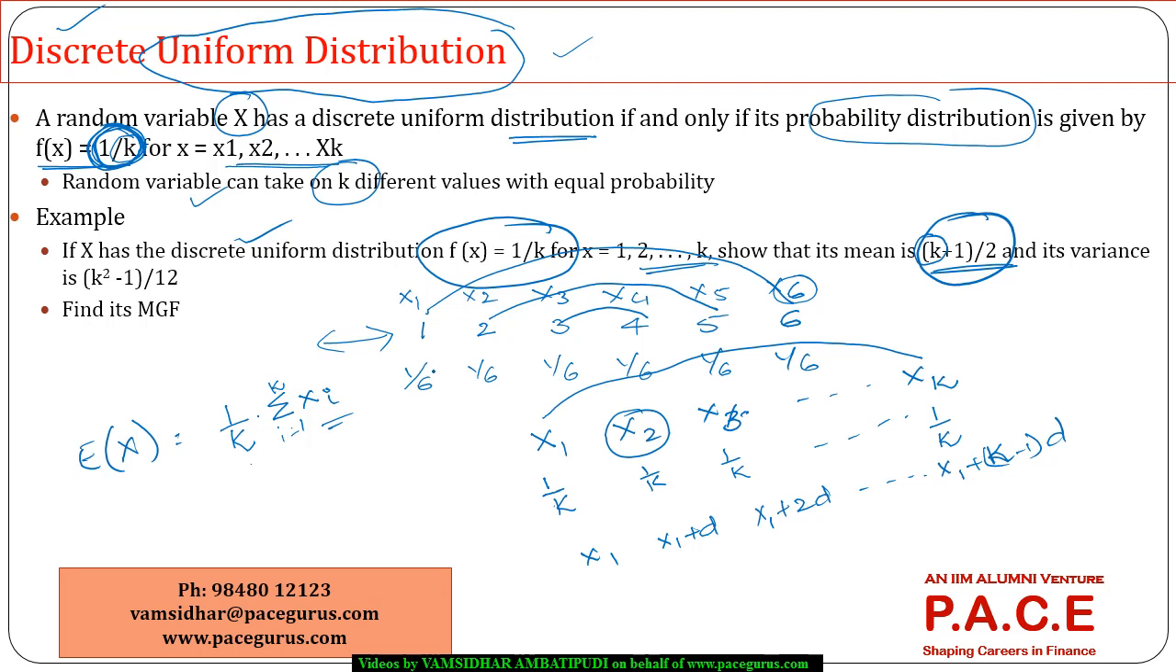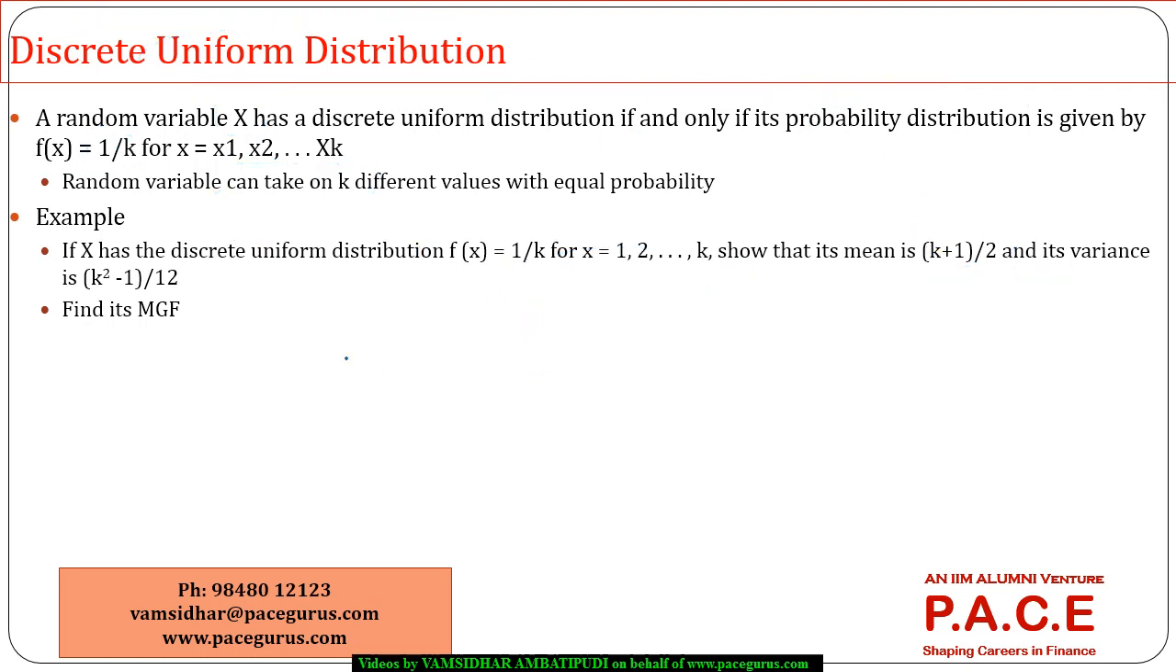Probably here you could see for this example, 1 by 6 into 1 plus 1 by 6 into 2, so it becomes 1 by 6 into 1 plus 2 plus so on up to 6, which is 21, which is becoming 21 by 6, or it's becoming 7 by 2. The other way of saying, because there are 6 different values, 6 plus 1 by 2, making it 7 by 2. So the mean of it is coming out as k plus 1 by 2.